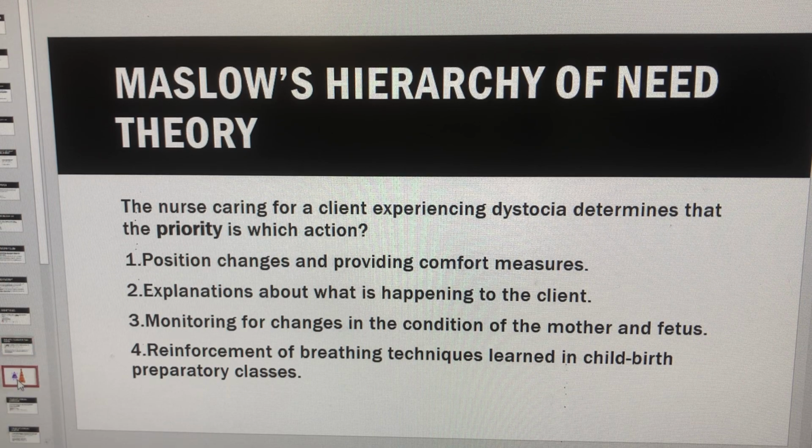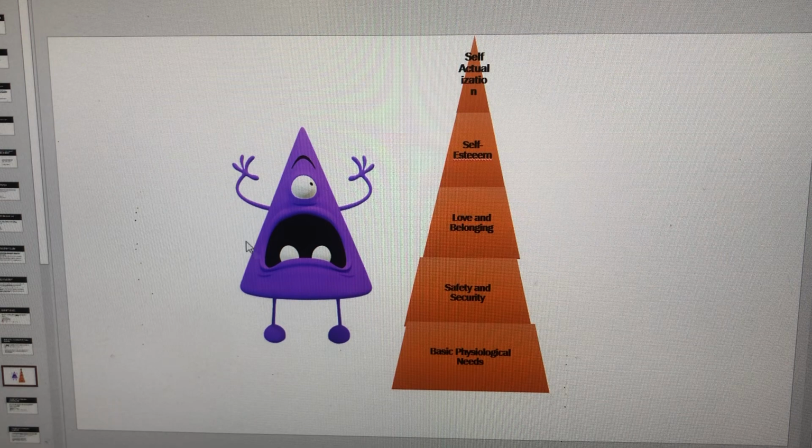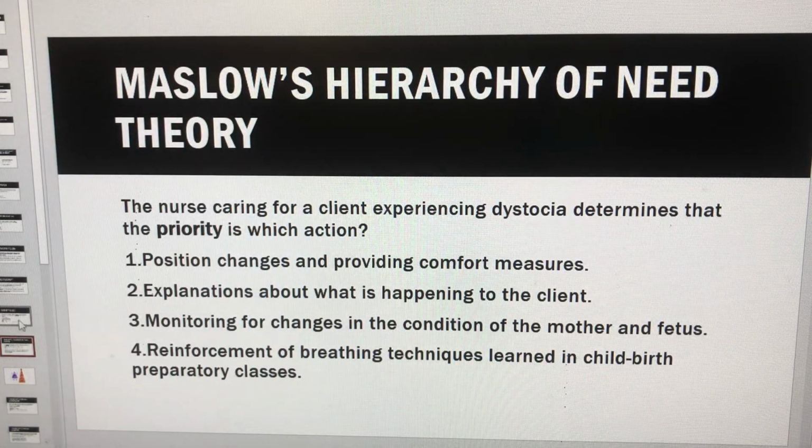So here is Maslow's hierarchy of needs. Basic physiological needs, safety and security, love and belonging, self-esteem, and self-actualization. So the answer to this question is number 3.